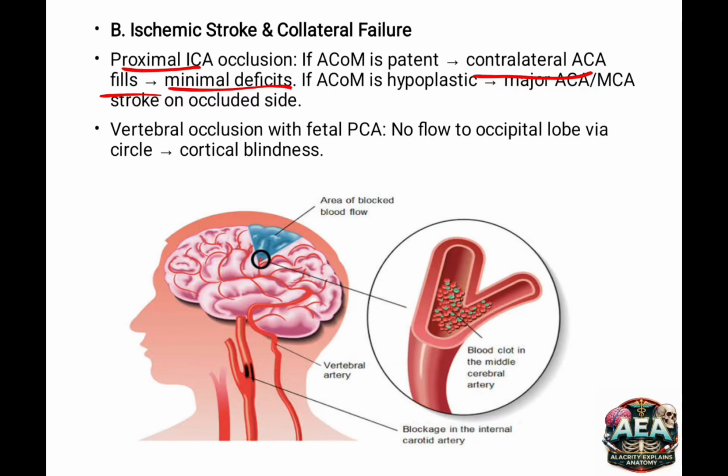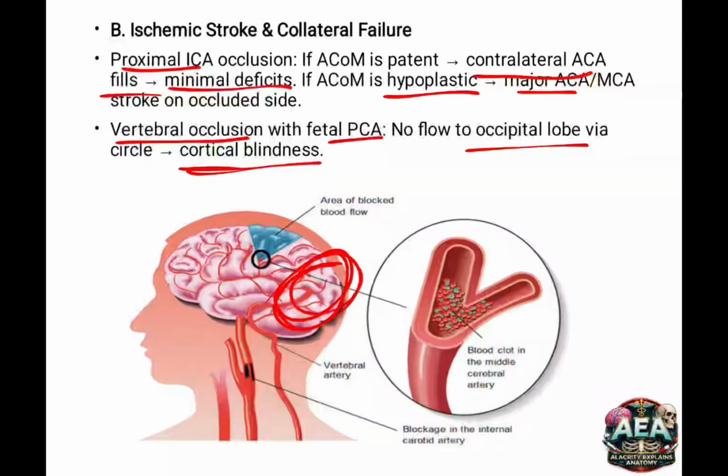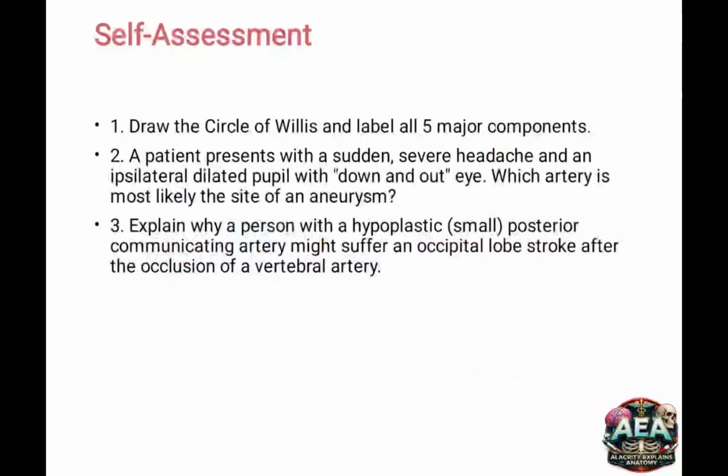But if the anterior communicating artery is hypoplastic, where it is reduced in size, the anterior cerebral artery and the middle cerebral artery on the occluded side now get affected, because the anterior communicating artery that is supposed to communicate the right and left anterior cerebral artery is hypoplastic. So whenever there's an occlusion on one side, collateral circulation becomes a problem. So we have vertebral occlusion with fetal posterior cerebral artery. In this situation, there's no flow to the occipital lobe. This is the occipital lobe of the brain. There's no flow to the occipital lobe of the brain through the circle, resulting in cortical blindness, because the visual area of the brain is located in the cortical occipital lobe.